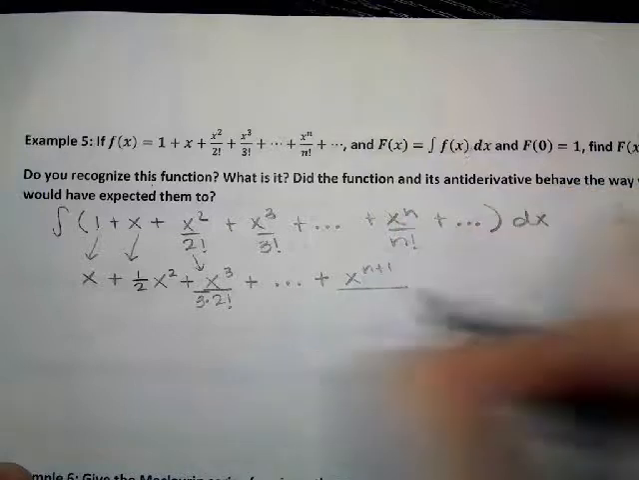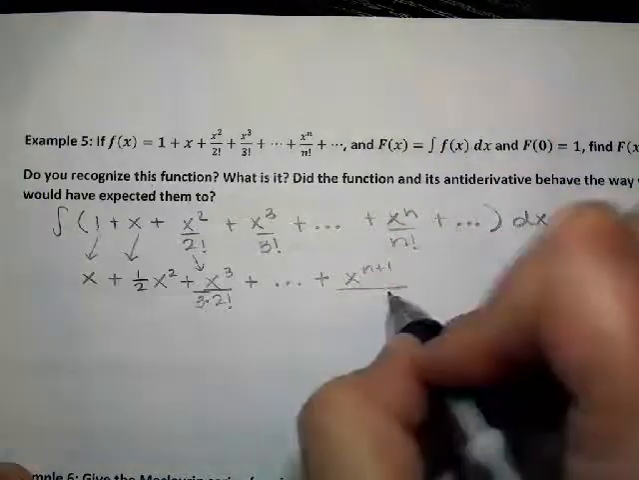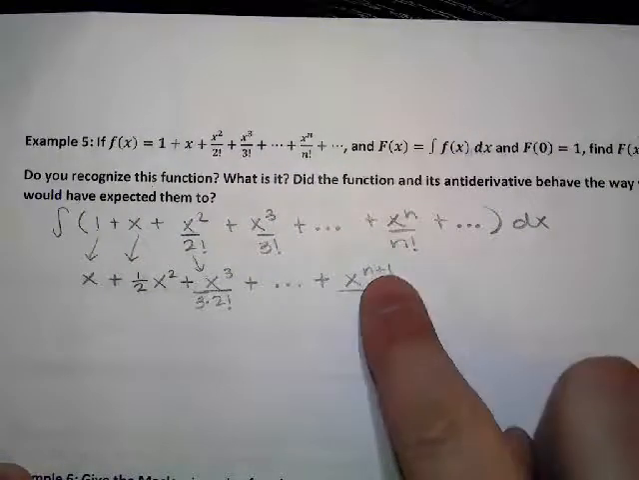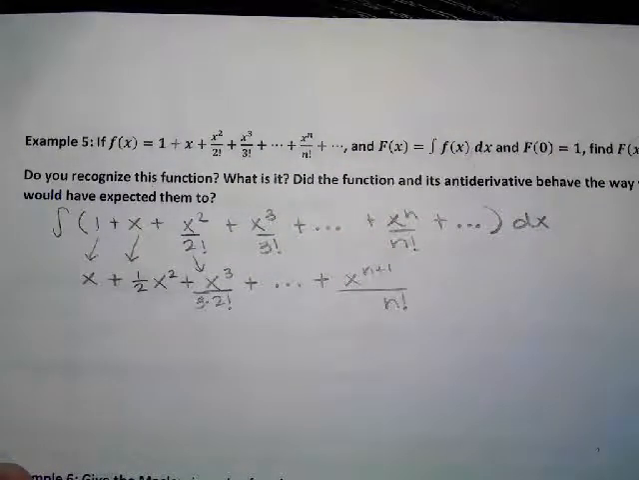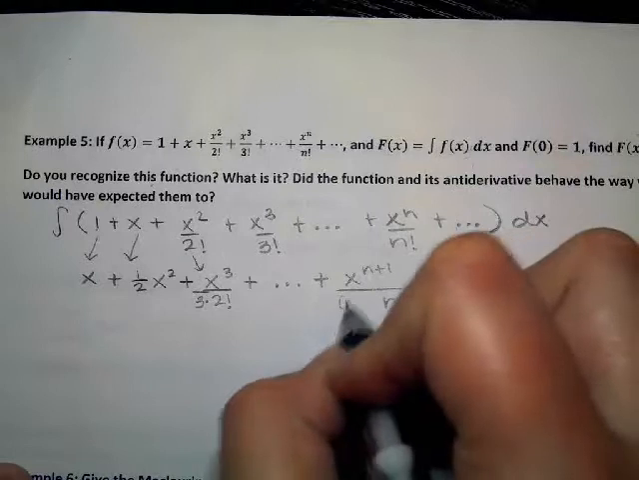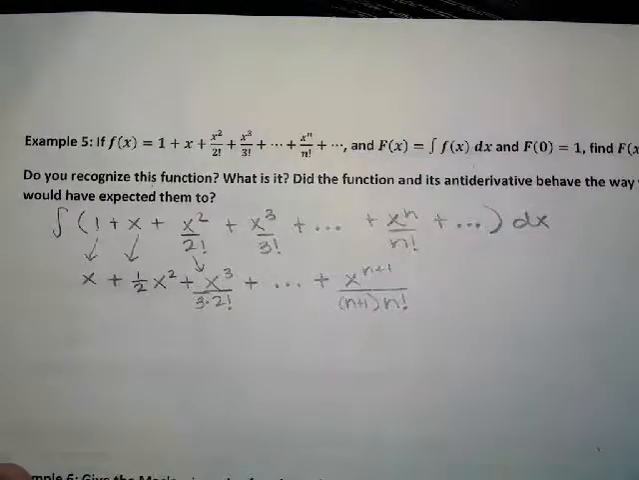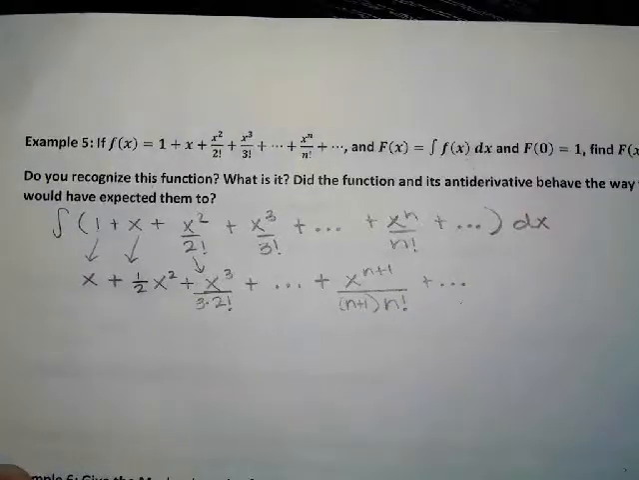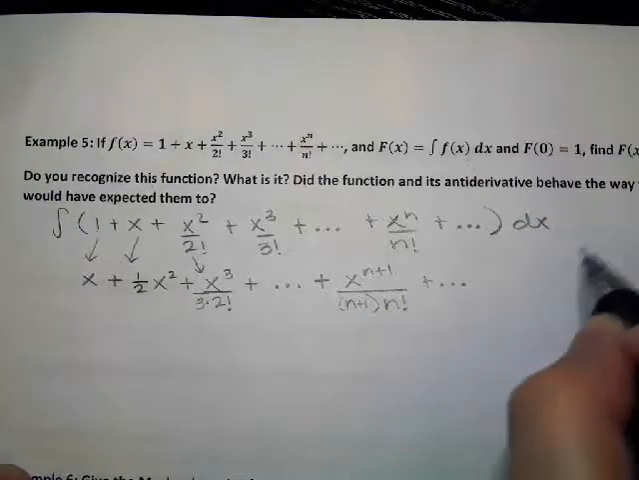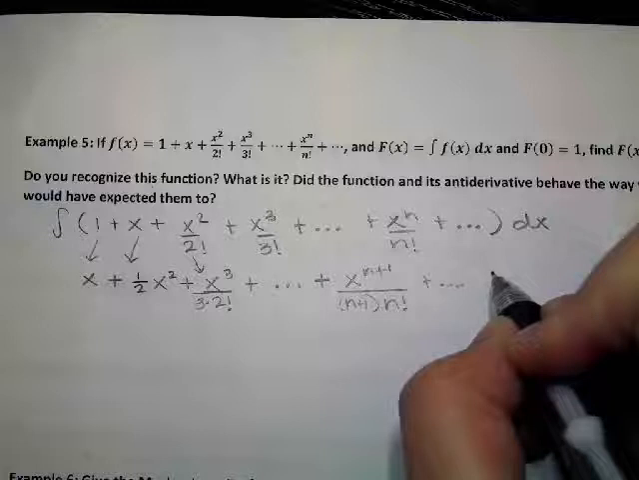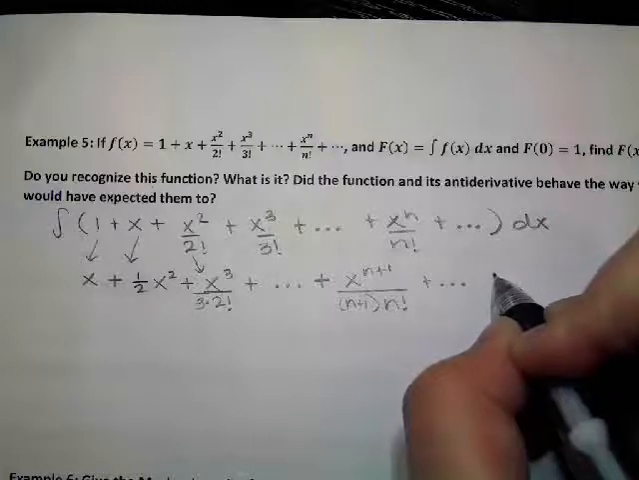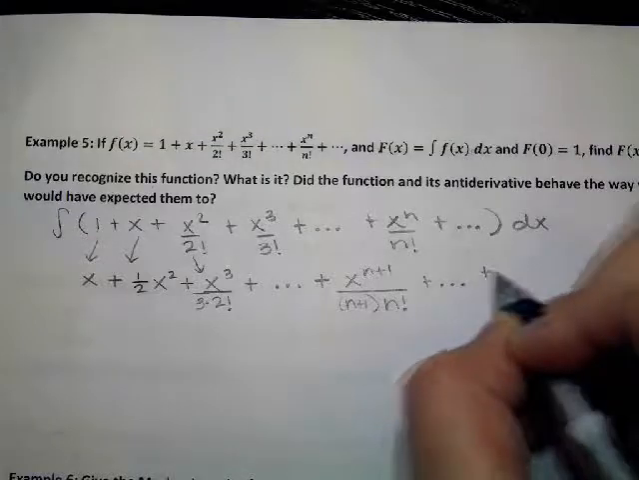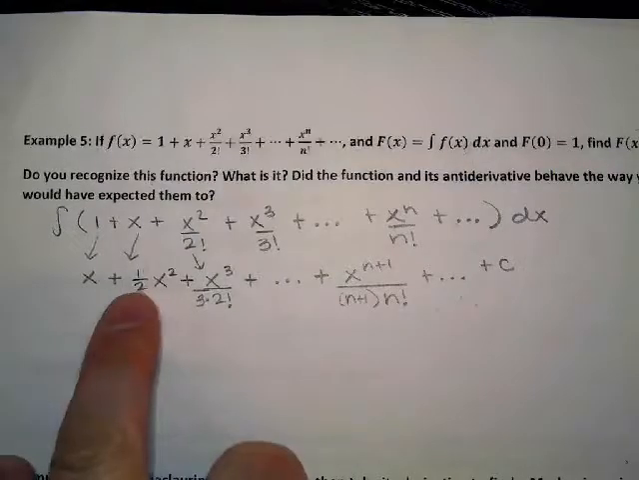You have the n factorial already, and then what would you do with the n plus 1? Yeah, you'd also be dividing by that. Okay. And then what do we have on the very end? What do we always put when we integrate? Plus c. Okay. So I'm going to go ahead and clean this up a little bit and write it so that it looks like a Taylor polynomial.